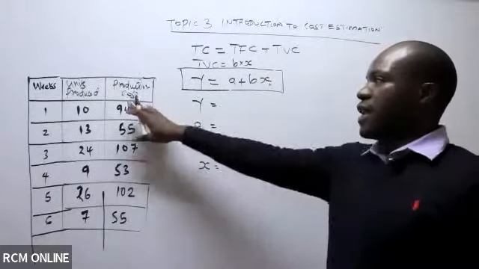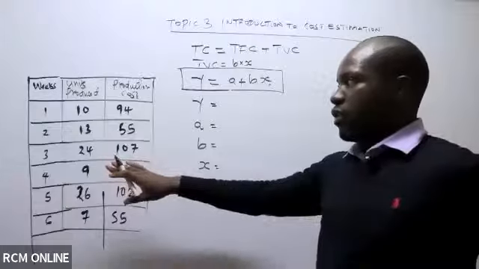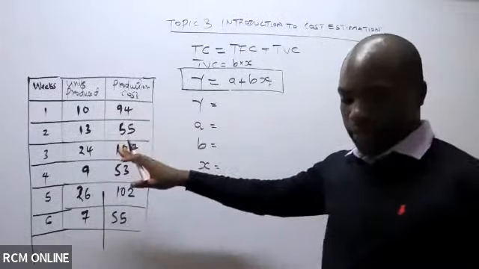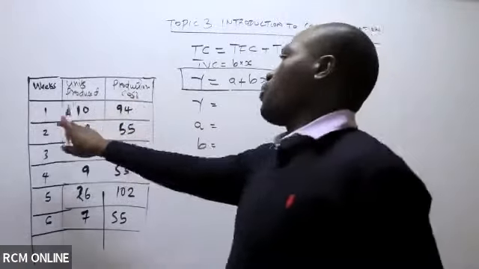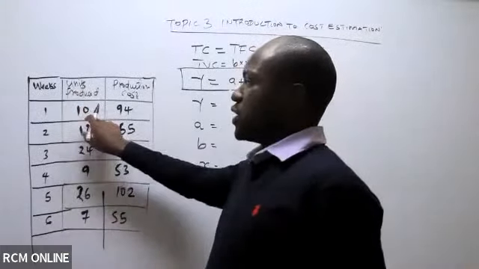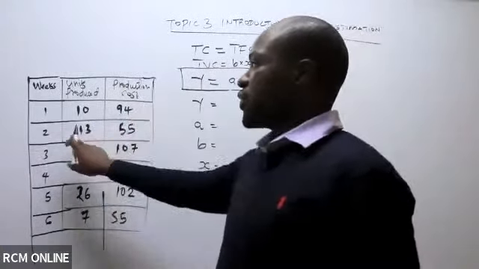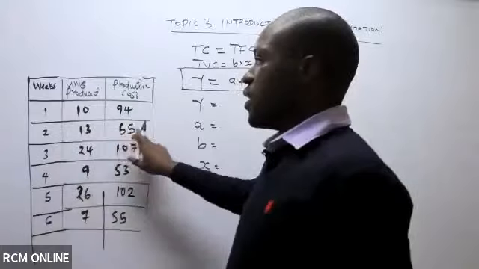Good. Now, having done this, this is what this particular company has been doing. They have been doing their production, right? From week 1 all the way to week 6. When they produced 10 units, they incurred 94 shillings. When they produced 13 in week 2, they incurred 55.